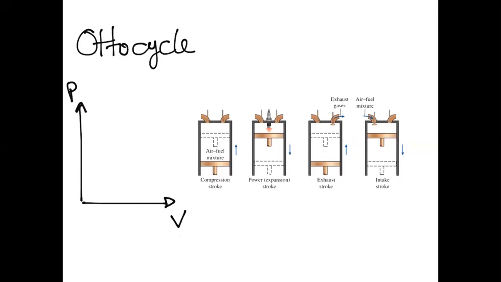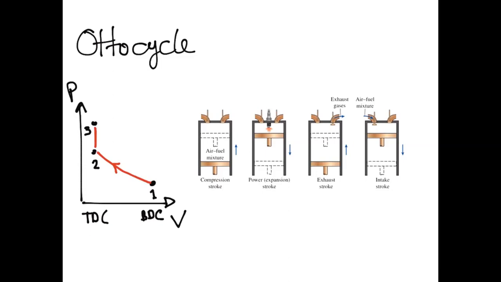The best way to do the compression is if you have an initial volume, which is the bottom dead center, the maximum volume we can have, and we want to compress it to the top dead center. The best way to do this compression is in an isentropic way. Then you will have an inlet of heat due to the spark. The best way to have this inlet of heat is at a constant volume.